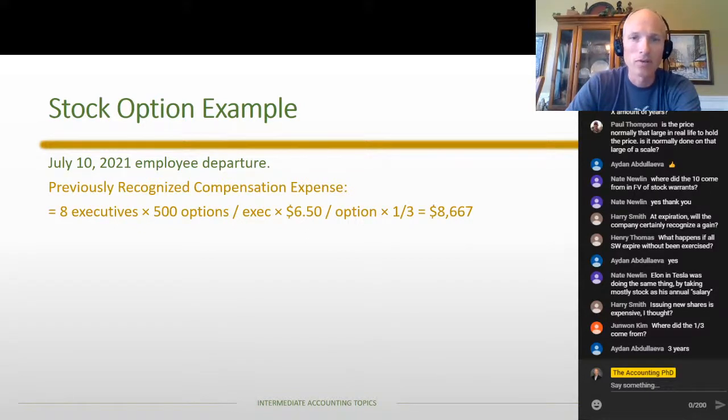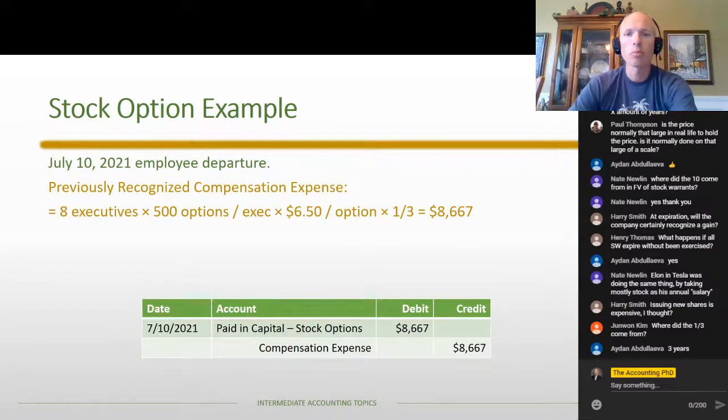We need to act as if that compensation expense was never incurred and the contribution was never made, because they're not going to be owners. So basically we have to credit the compensation expense and we have to debit the paid in capital stock option account. Basically we're undoing the previous adjusting entry just for those 8 executives.